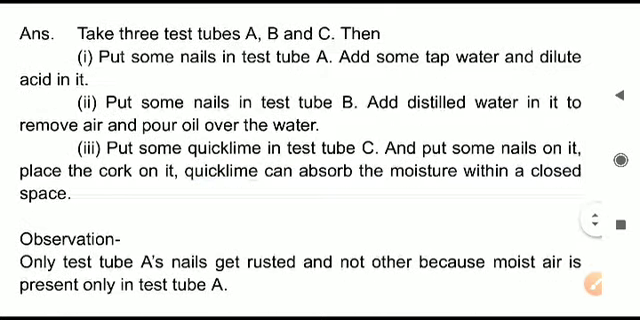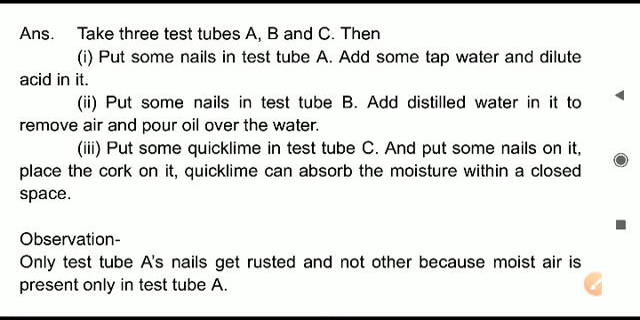Take 3 test tubes, A, B and C. We have taken 3 test tubes. First test tube, what we will do? We will put some nails in the test tube A, add some tap water, dilute acid. So in the first test tube we have taken tap water and only acid is there. Second test tube now, we will put some distilled water there and boil it. Second test tube, we have taken the iron nails, put some distilled water and boiled it.